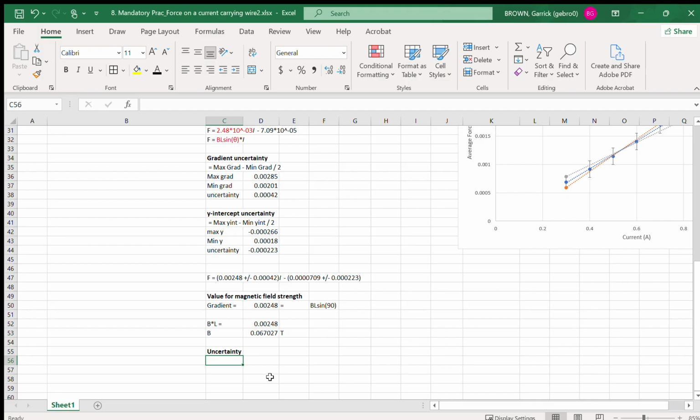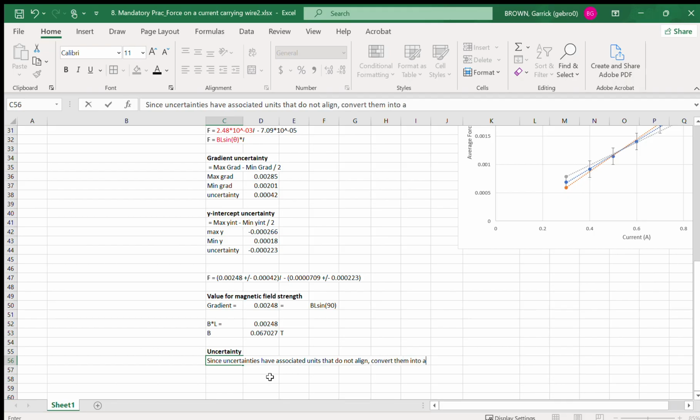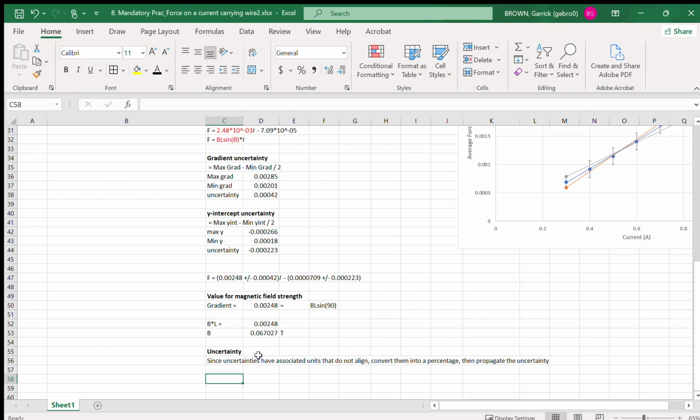Okay, so since uncertainties have associated units that do not align, convert them into a percentage, then propagate the uncertainty. Okay, so what that means is we need to convert our gradient uncertainty into a percent.